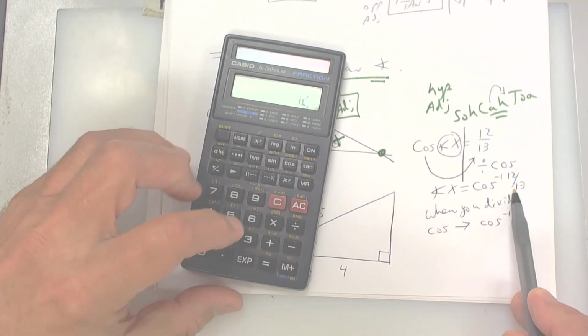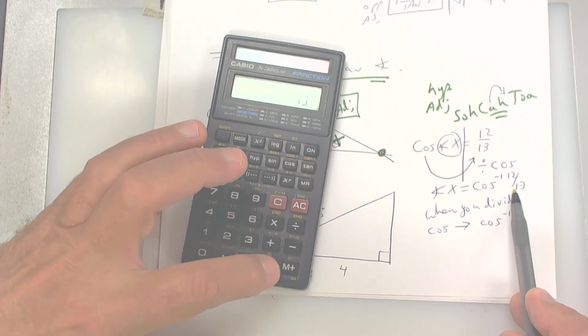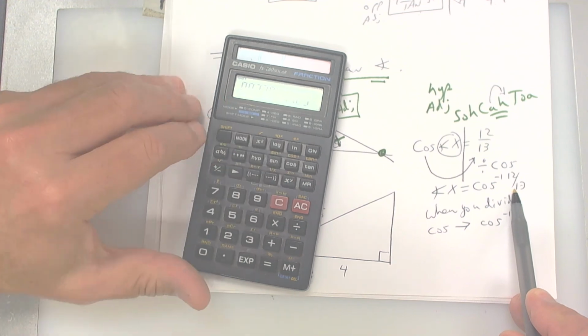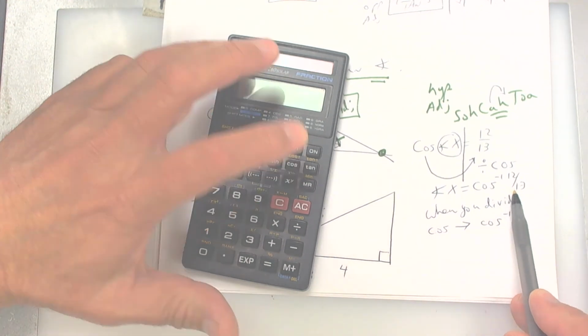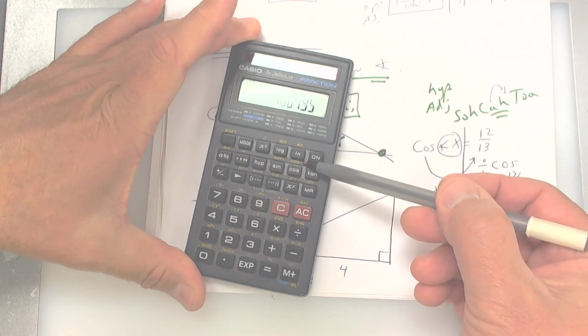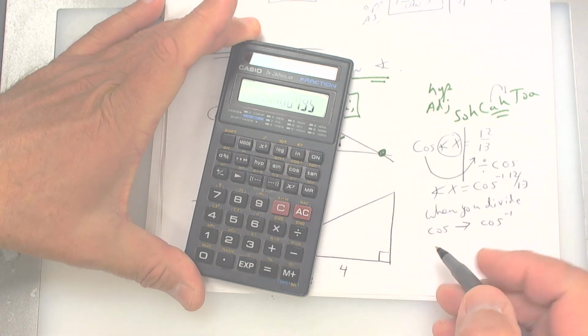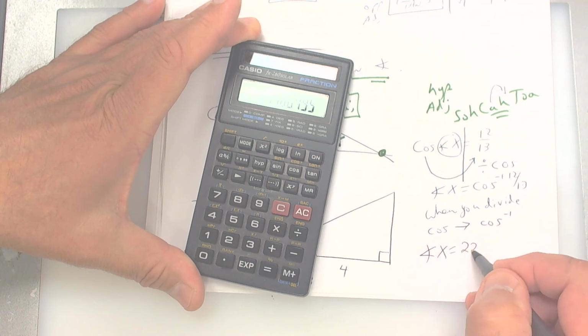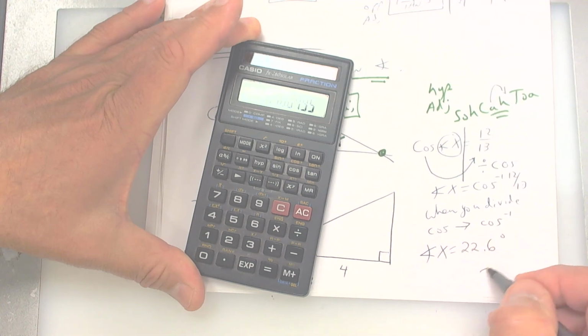You take 12, divide it by 13, press equals, and then hit shift, and then press cosine. Make sure you hit shift, and then cosine. And if you look down at the bottom of mine, it's a little -1. So this angle, angle X, is equal to 22.6 degrees.